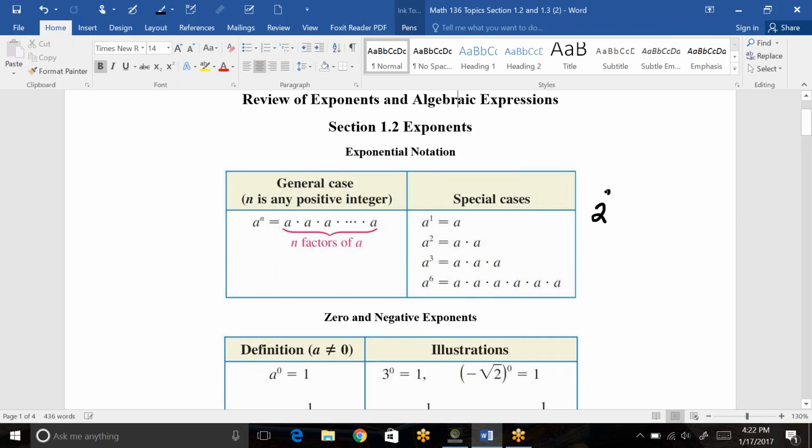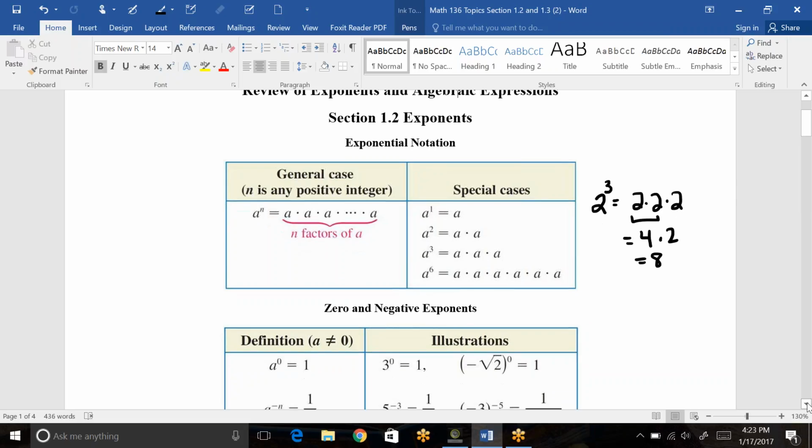Most of us are more familiar with a base that's a number. So 2 to the third would be 2 times 2 times 2. You work this in pairs, so 2 times 2 is 4. Times 2 would be 8. So 2 cubed is 8.